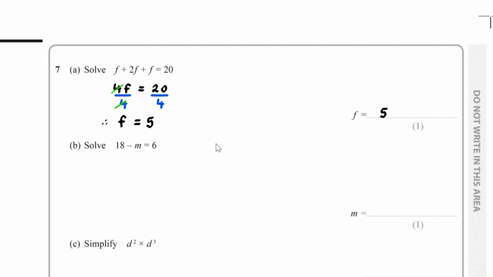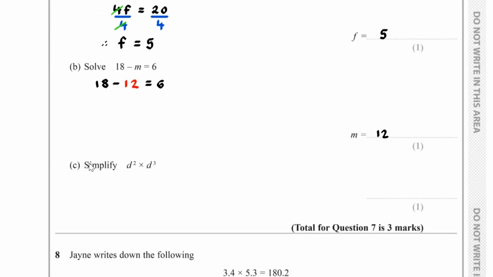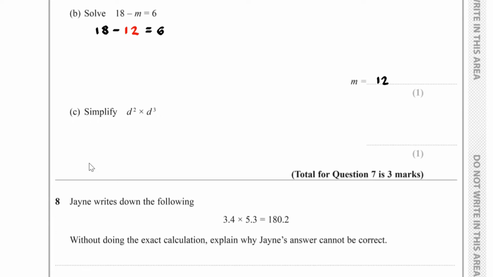F is 5. For part B, we have to solve 18 subtract m equals 6. Well, 18 subtract some number is equal to 6. That number then is equal to 12. 18 subtract 12 is equal to 6.